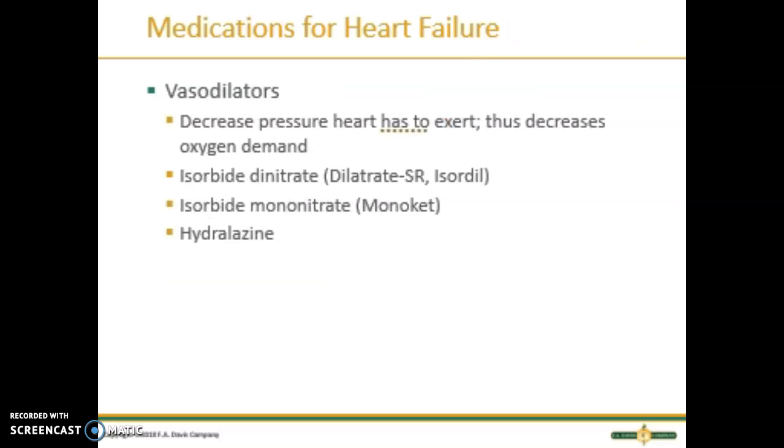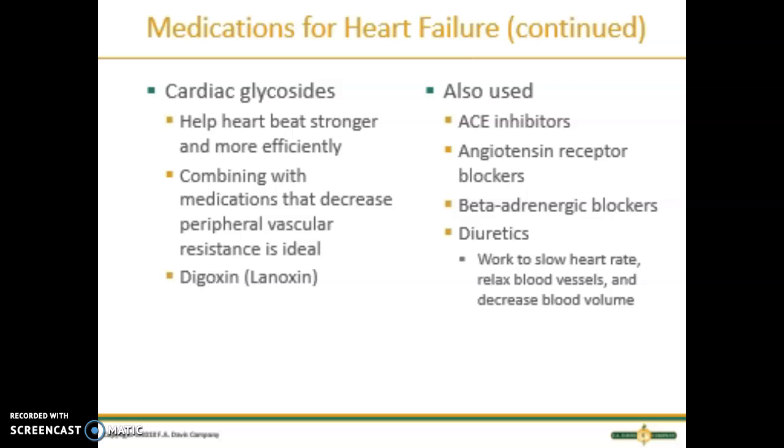I apologize, I didn't give you examples on this, so I just went back. Hydralazine or isosorbide mononitrate would be examples of vasodilators. Cardiac glycosides are used to help the heart beat stronger and more efficiently with congestive heart failure. It's ideal to combine with medications that decrease the peripheral vascular resistance, and digoxin is one of these.